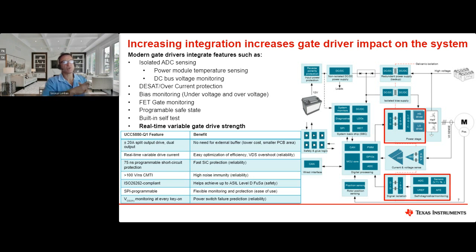This product essentially combines all the features that I talked about. It's a very strong driver at 20 amps full drive strength, which helps eliminate any buffers you might have in your design now, lowering the cost and area. It offers real-time variable gate drive strength to optimize between efficiency and transient overshoot. We offer very fast short circuit protection, on the order of 75 nanoseconds, to protect the silicon carbide as fast as possible during a short circuit event.